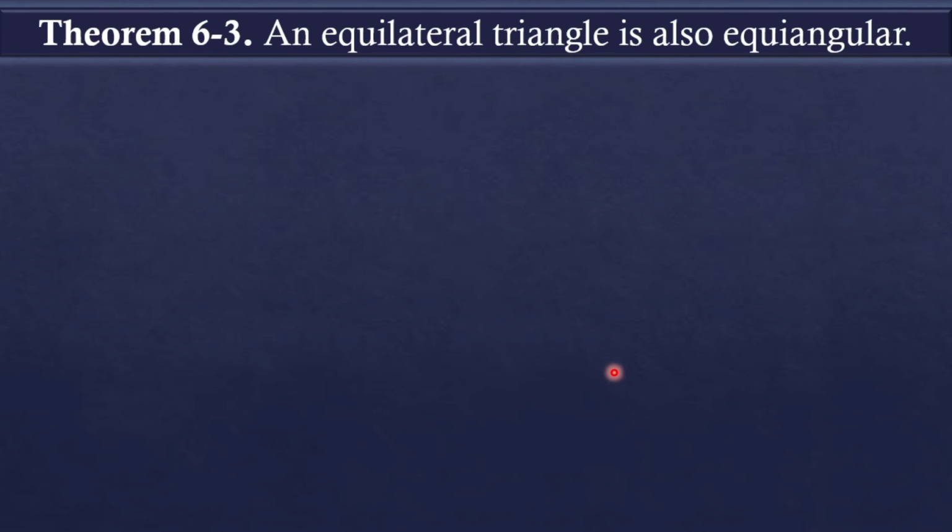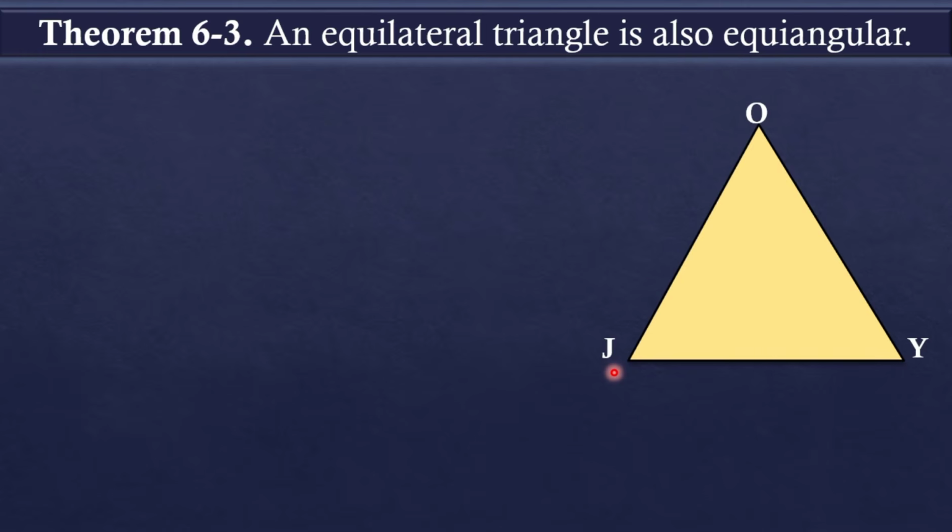Okay, let's have this theorem, 6-3. An equilateral triangle is also equiangular. Ito po yung sinasabi ko kanina na at least 2 sides. So, kapag at least 2 sides, therefore, it can be 3. And that makes it an equilateral triangle, which is a special case of isosceles triangle.